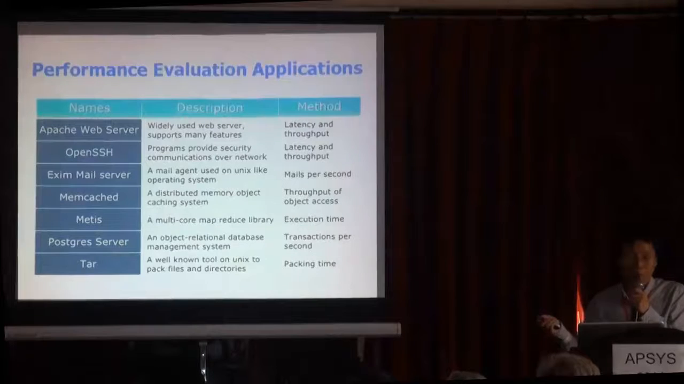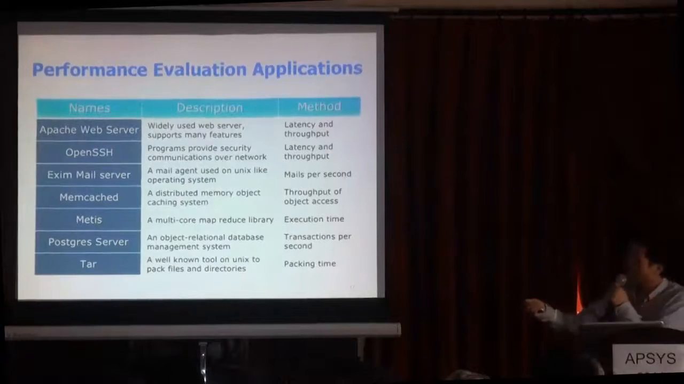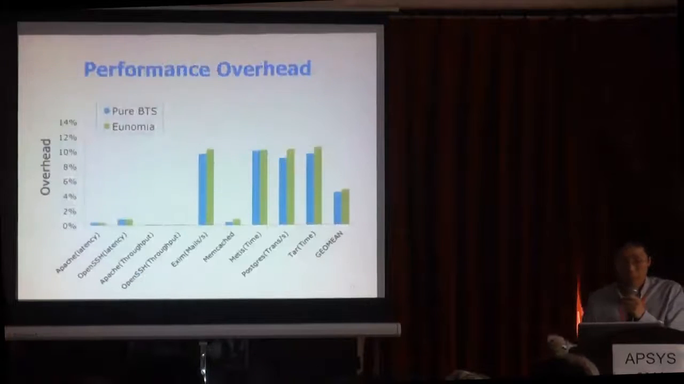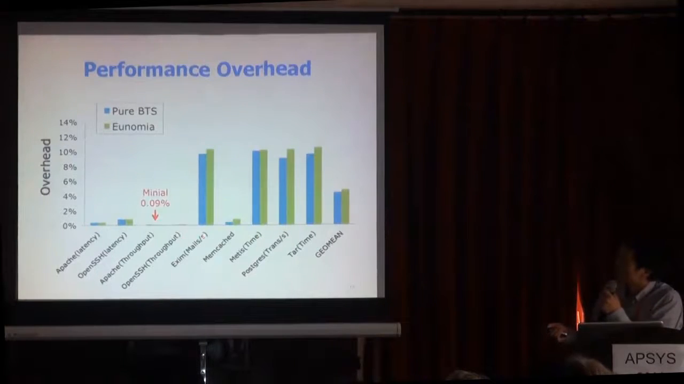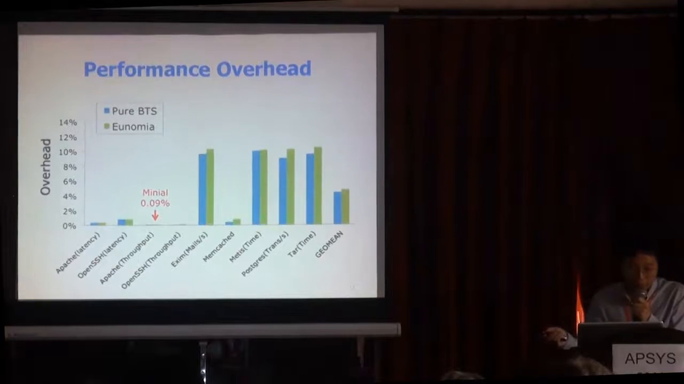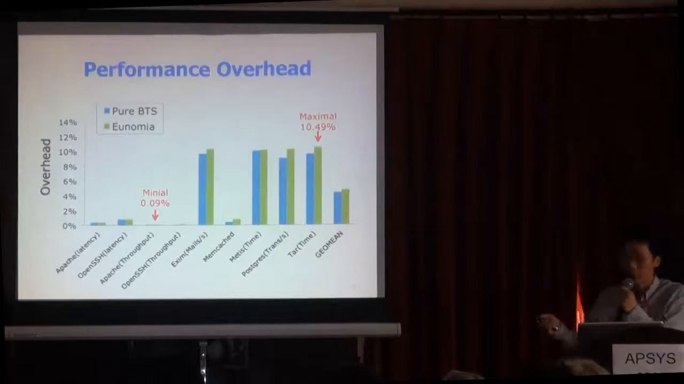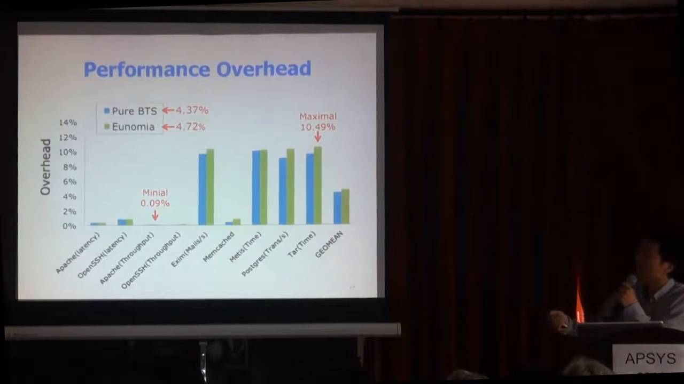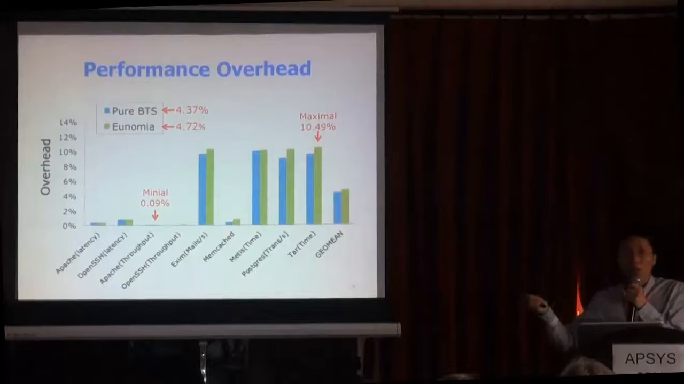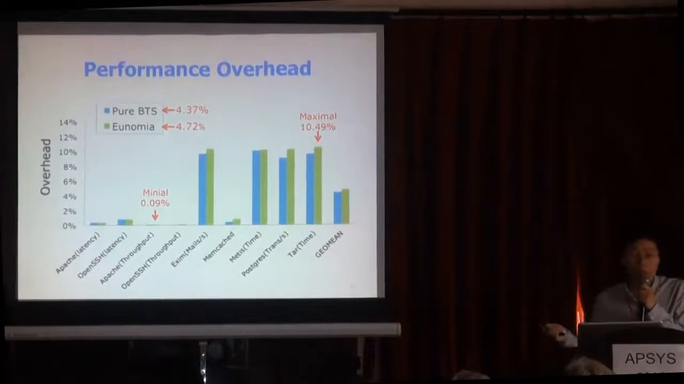We also do some measurement of the performance, and we use a bunch of applications, and this graph depicts the performance overhead. For some applications like Apache, we got a very low performance overhead, and the maximum overhead is for tar, which is CPU intensive. We also compare the performance overhead of pure performance counters and the overhead with our system, and we can see that our system causes very little performance degradation.